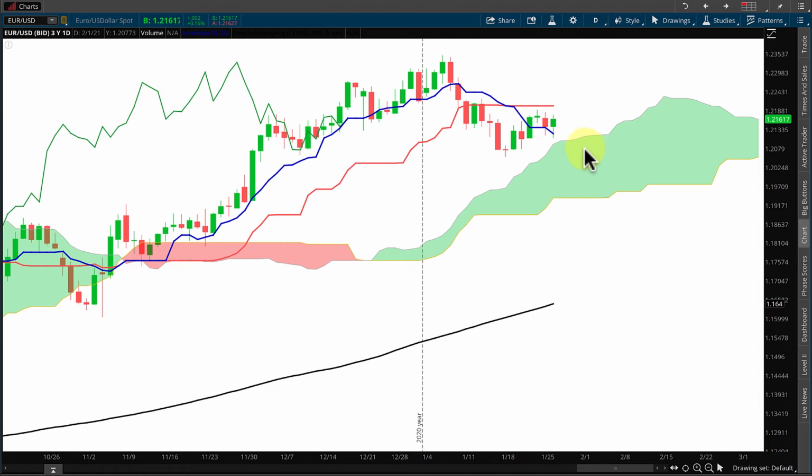This is a quick Ichimoku analysis for the Euro US dollar spot. Here on a daily chart, our current price is above the cloud. We are below the red line and we are above the blue line.